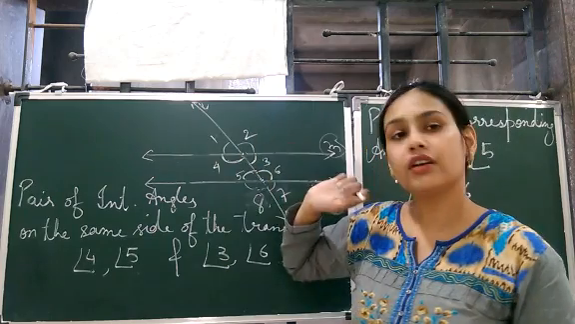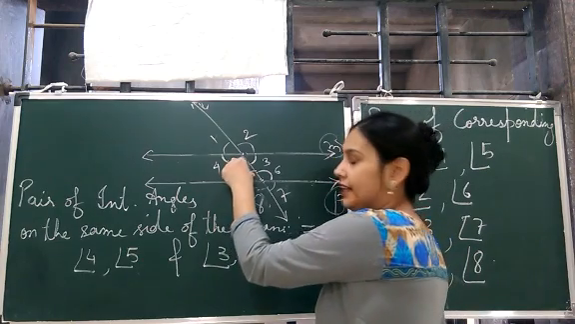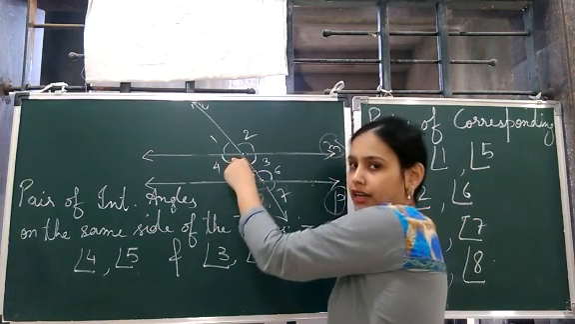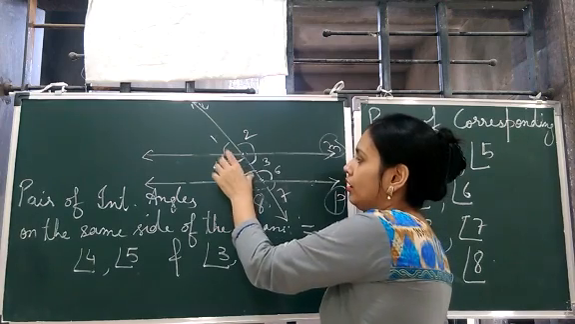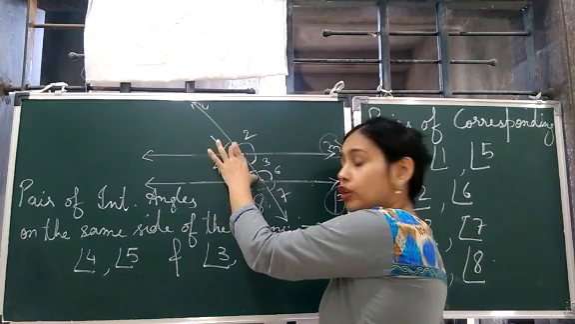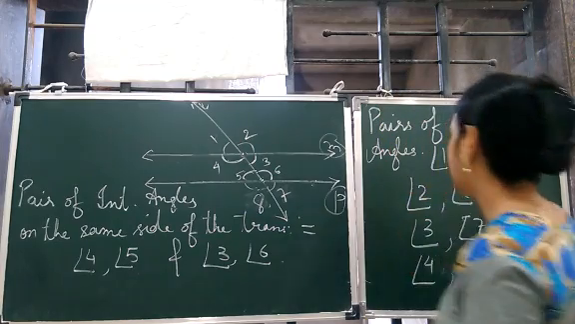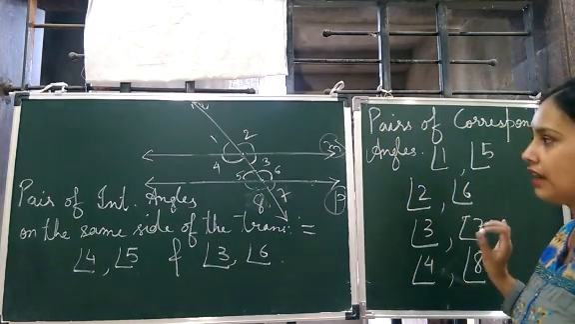Interior angles are also on this side. You can see 4 and 5 are interior and 4 and 5 are also adjacent angles. But 4 and 1, and 5, are not adjacent. They are not adjacent, they are corresponding angles. So this is a new type, which is a corresponding angle.